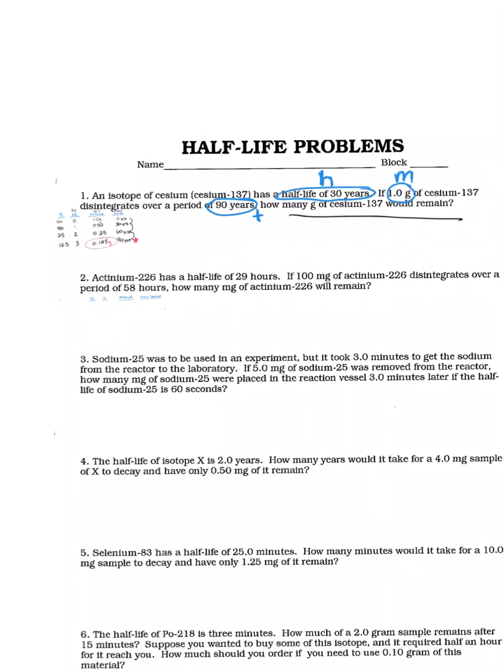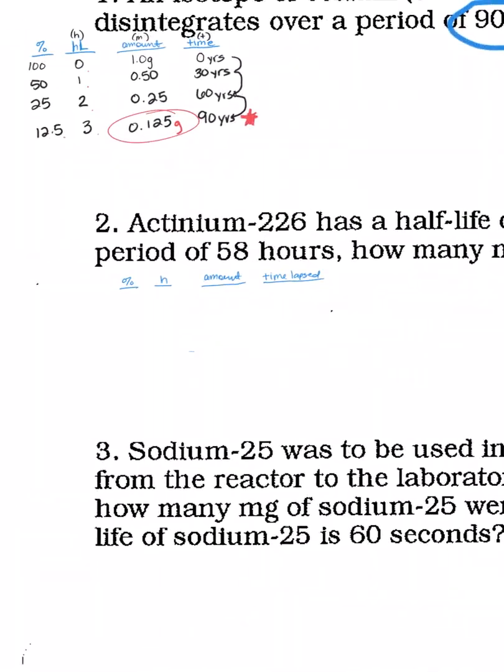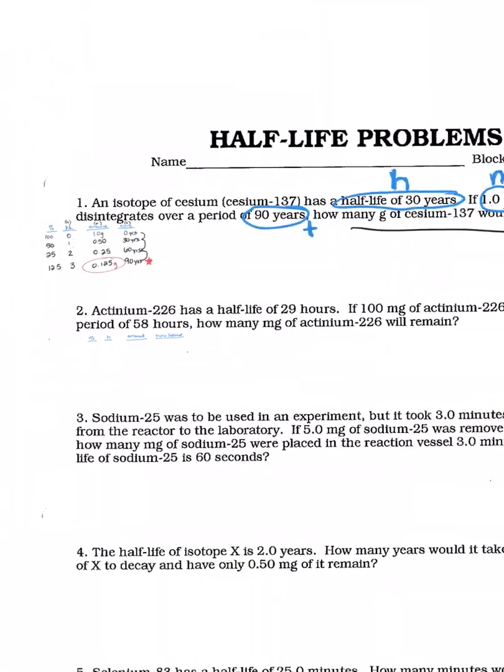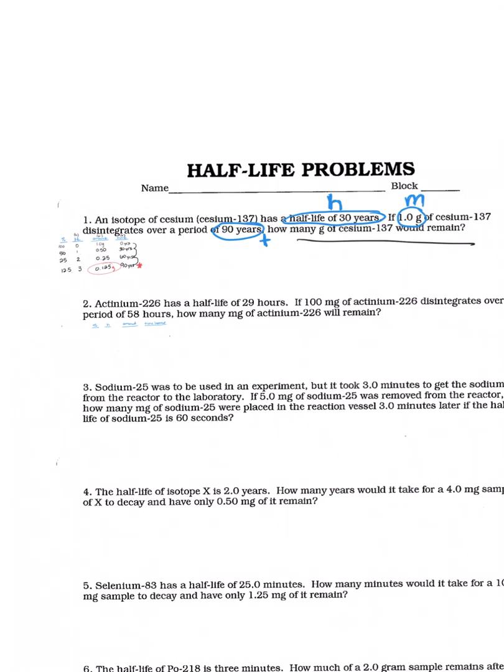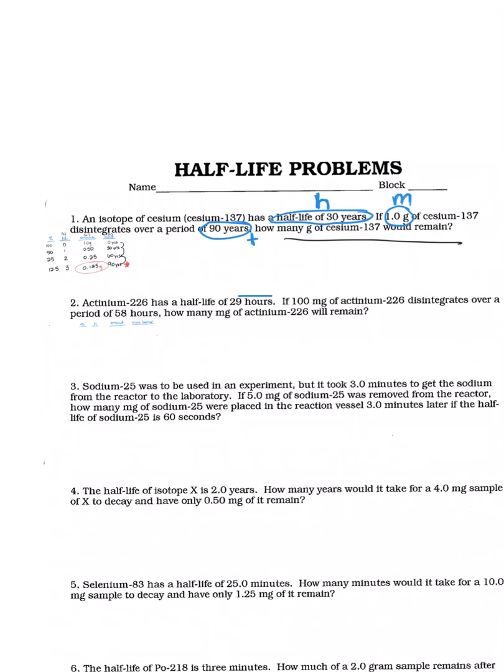Now I've set up my table for number 2. I have percent, half-life, amount, and time. So when I look over here at my question, I need to circle and identify my variables, all right? So do I have a half-life given? Yes. For every one, it halves every 29 hours. That's our half-life.